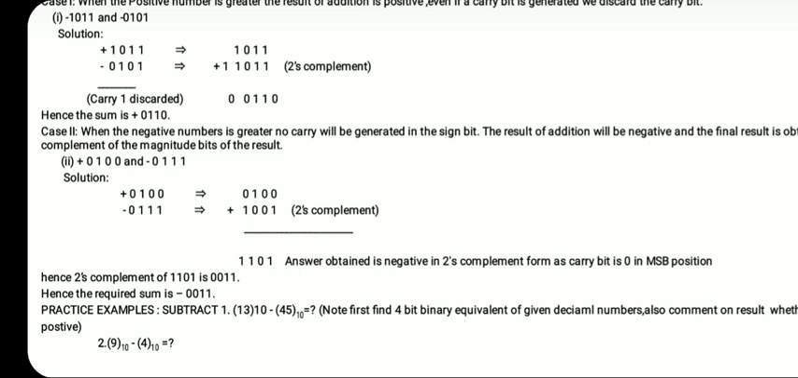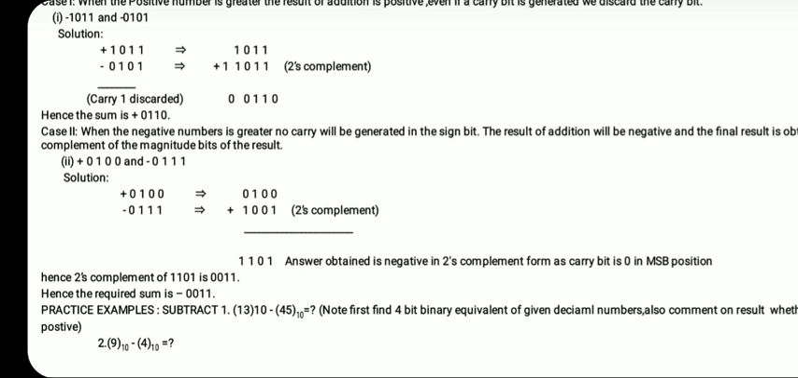What will we get? First the LSB: 0 plus 1 becomes 1, 0 plus 0 is 0, 1 plus 0 is 1, 0 plus 1 is 1. So we are getting 1101, but this is not 3. So then what should we do? Again take the 2's complement of 1101. What will the 2's complement be? 0010 is the 1's complement. Add 1 to the LSB.